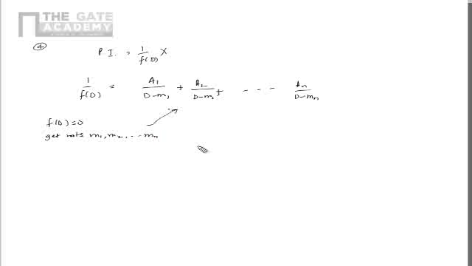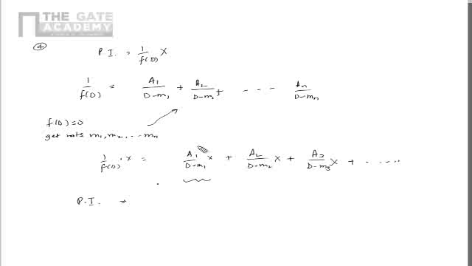So once you know this, your 1 by f of D X will become a1 by (D minus m1) X plus a2 by (D minus m2) X plus a3 by (D minus m3) capital X, and so on. And now your particular integral, which is nothing but 1 by f of D X, each of these terms is basically something.